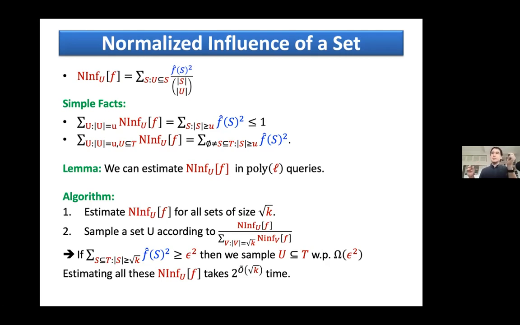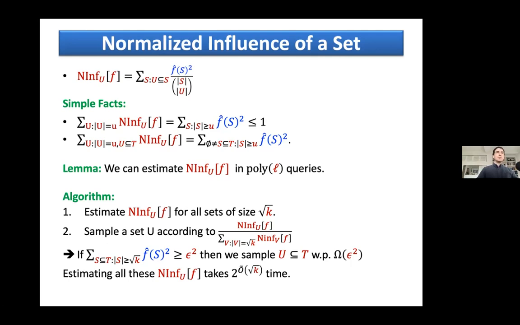So now in every sample, we would get square root k coordinates that are all inside T with constant probability. But notice that in order to do this estimation, I needed to really estimate the normalized influence over all subsets of size square root k, and I have 2 to the square root k of them, or roughly maybe k to the square root k of them.